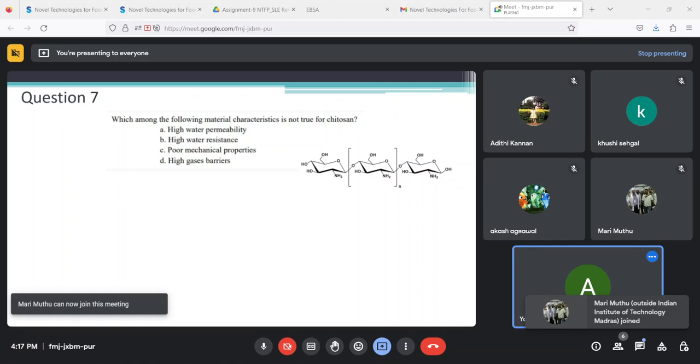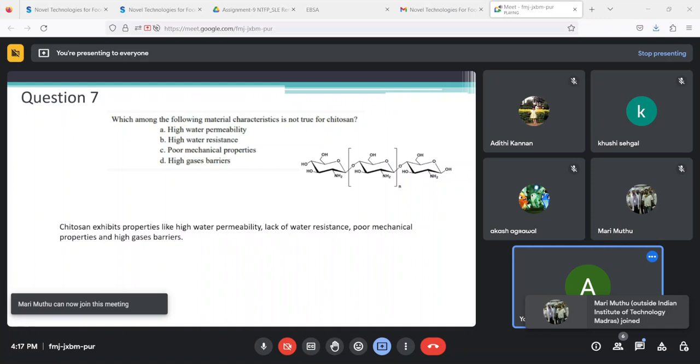So chitosan is a cationic polymer that is made up of glucosamines, and which can be acetylated as well as deacetylated. The properties of chitosan are high water permeability and lack of water resistance. It does not have high water resistance. It has a lack of water resistance. It has poor mechanical properties but high gas barriers.